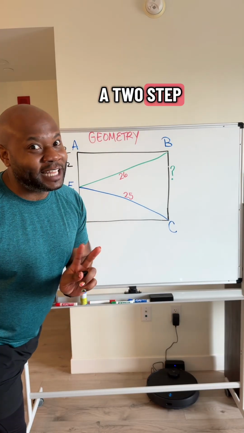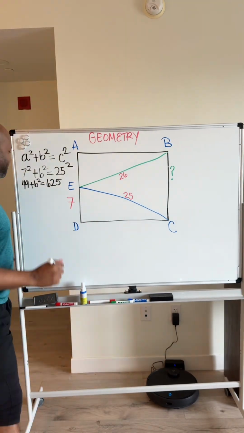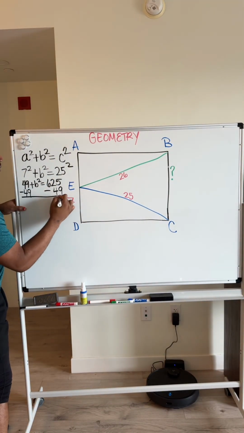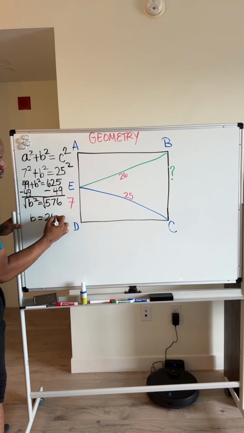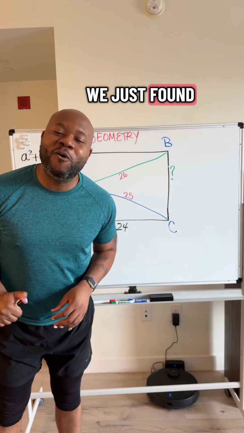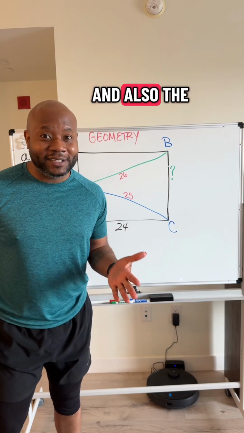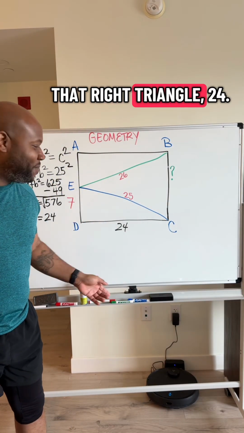This is now a 2-step equation. Solve for B. We just found one side of our rectangle and also the missing side of that right triangle.